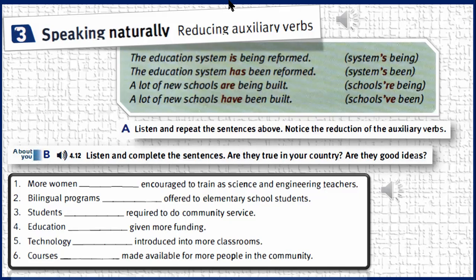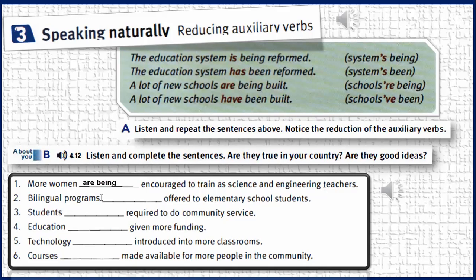Okay, everybody, let's check answers. Please, number 1, who has it? Eduardo, thank you. Yeah, more women are being encouraged to train as science and engineering teachers. Yes, excellent. Very good. Thank you, Eduardo.